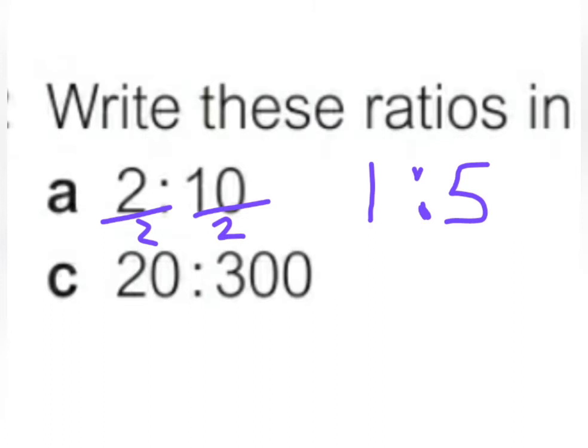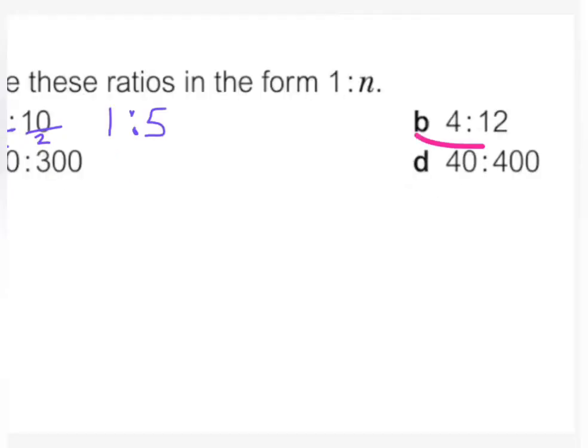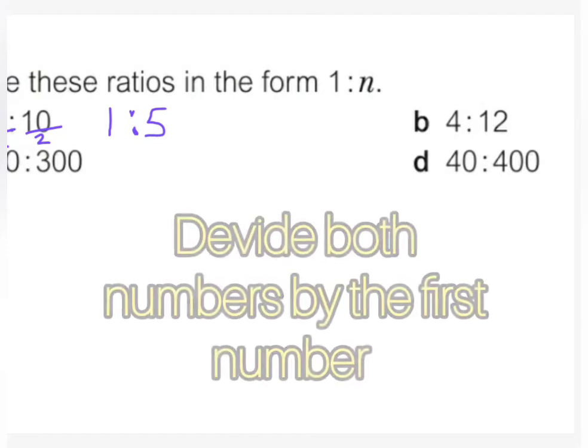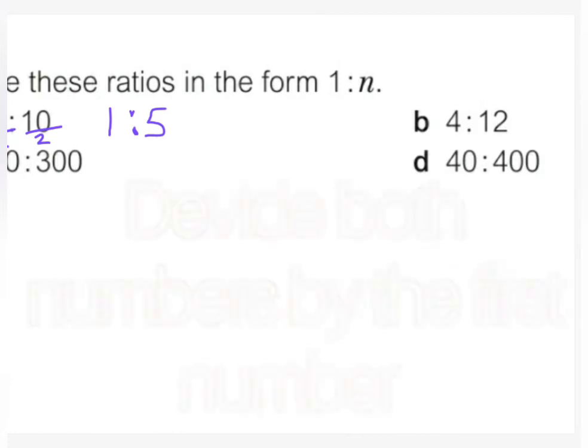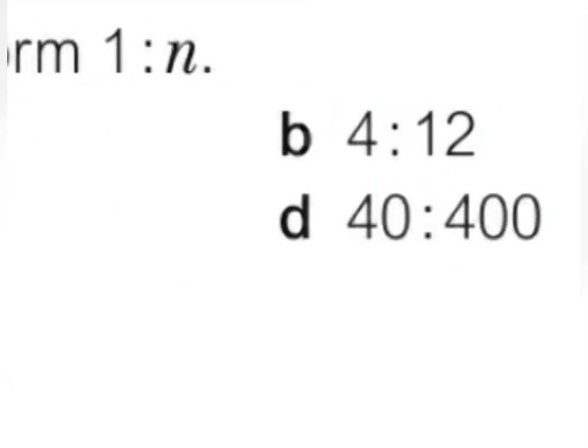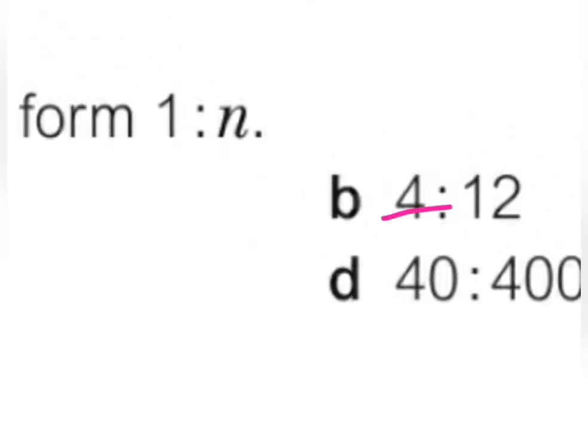Very good. Now, the second question we have is B. B is 4 to 12. As we said, the first step is to make the first number 1 by dividing it by itself. So it's always about dividing the first number by itself and the second number by the first number. We divide both numbers by the first number to make the ratio in the form of 1 to n. Now, when we take 4 to 12, we're going to divide by 4 here, and divide by 4 here.